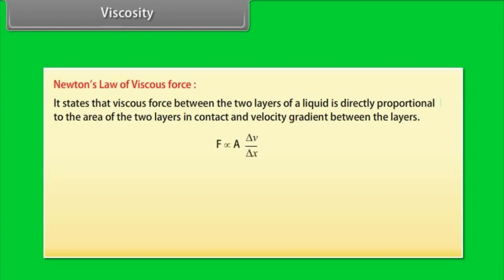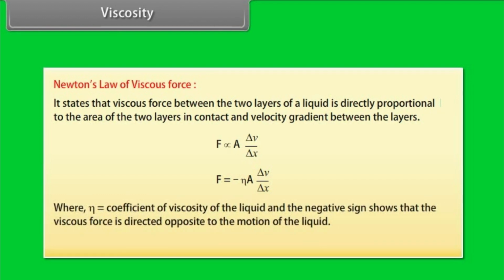F is directly proportional to A times delta v upon delta x. This equation can be written as F = -eta A delta v upon delta x, where eta is the coefficient of viscosity of the liquid, and the negative sign shows that the viscous force is directed opposite to the motion of the liquid. Its dimensional formula is ML^-1 T^-1.